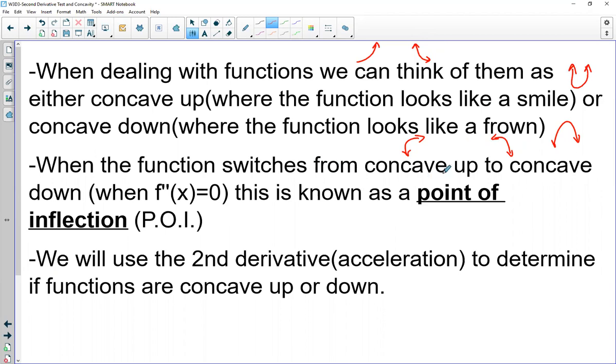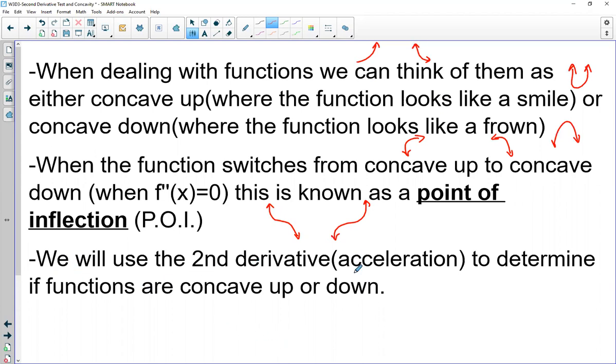When the function switches from concave up to concave down, so essentially when the second derivative is equal to 0, this is known as a point of inflection. It's going to be abbreviated as POI. This is going to be very important. So whenever the second derivative is equal to 0, you're going to get a switch from concave up to concave down, or you can have it from concave down to concave up. Okay, we're essentially just combining these halves of our concave pieces.